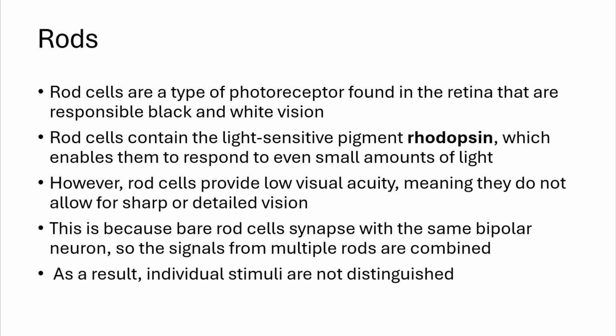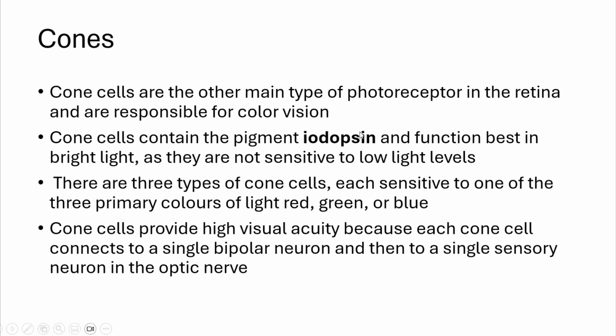It's like having 1 pixel, 2 pixels instead of 1080p. As a result, individual stimuli are not distinguished. So therefore, you can't tell where the light is coming from. It just sees it as light.